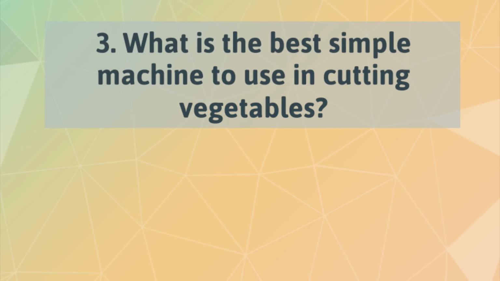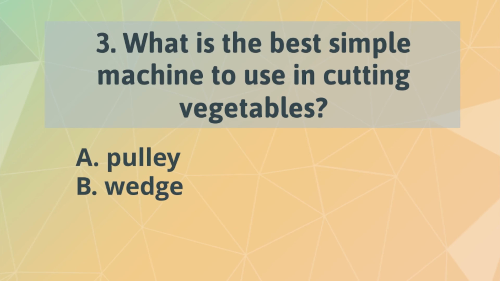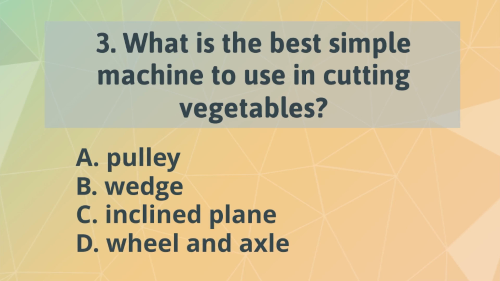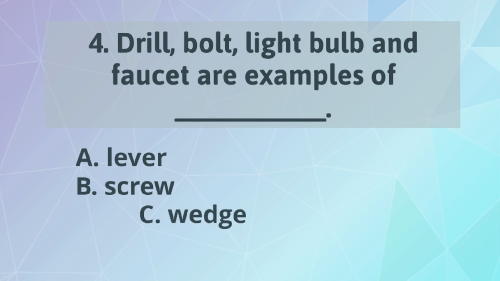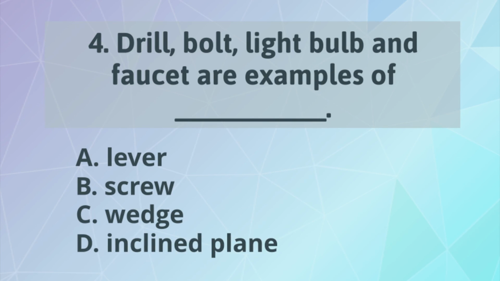Three. What is the best simple machine to use in cutting vegetables? A. Pulley. B. Wedge. C. Inclined plane. D. Wheel and axle. Four. Drill, bolt, light bulb and faucet are examples of: A. Lever. B. Screw. C. Wedge. D. Inclined plane.